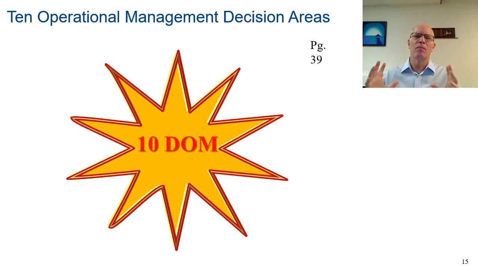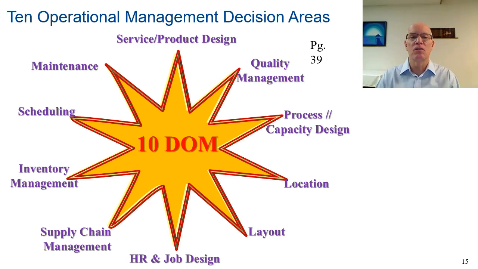So let me step back from that and say, okay, when we think about operations management, we've identified 10 major decision areas. This isn't everything, and some of these things kind of overlap, but the 10 areas are here. Starting at the top, we've got service and product design, quality management, process design, location, layout, HR and job design, supply chain management, inventory management, schedule, and maintenance. As part of this class, we're going to spend time on each one of these topics.